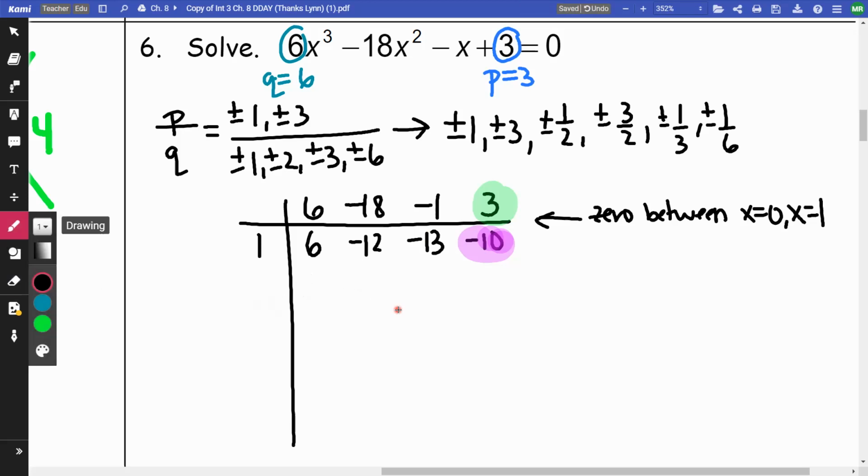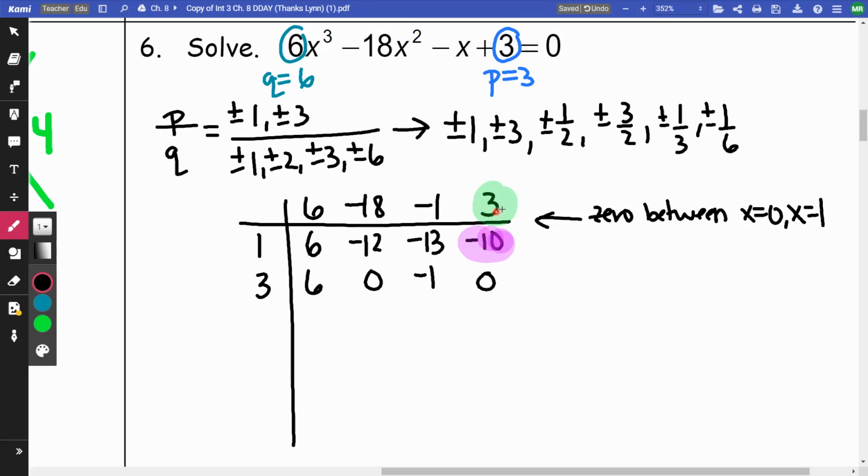Okay, so maybe I'll keep going and maybe I'll just try my nice numbers because it could have been a 1/3 or 1/6 also. Let's try 1, which didn't work. Let's try the 3. Okay, try a positive 3. Bring down my 6. This looks a little more promising. 3 times 6 is 18. I add it to -18, I get 0. 0 times 3 is 0. I add it to -1, I get -1. -1 times 3 is -3. I add it, I get 0.